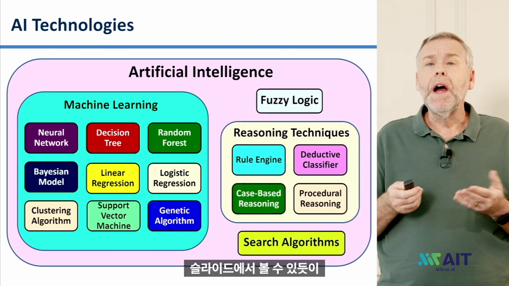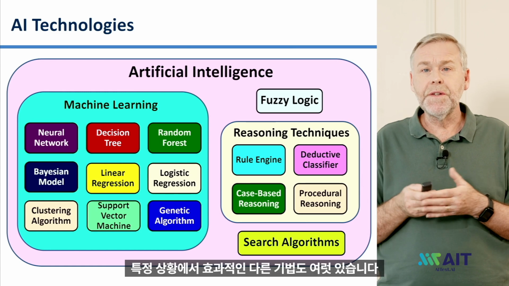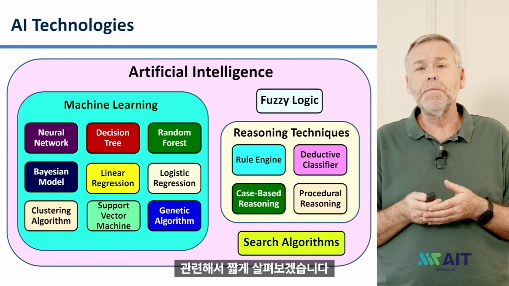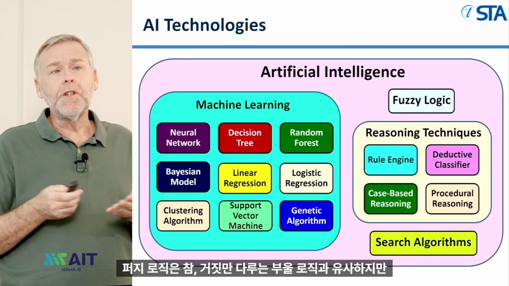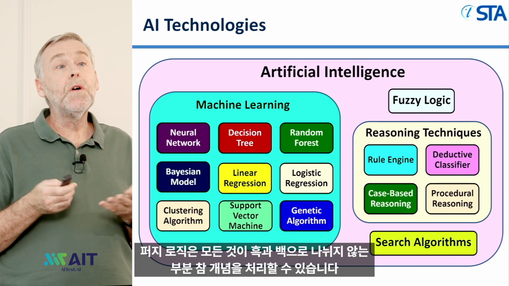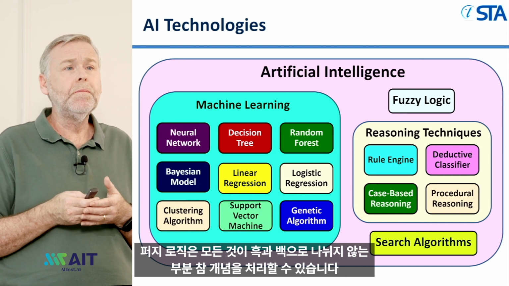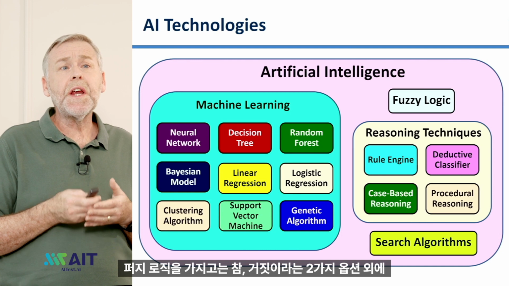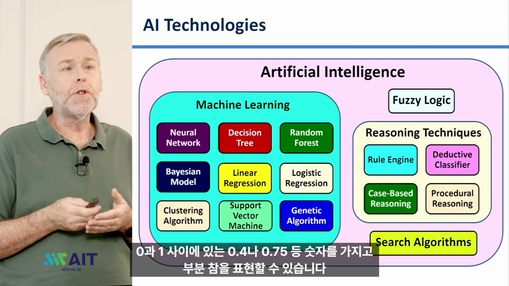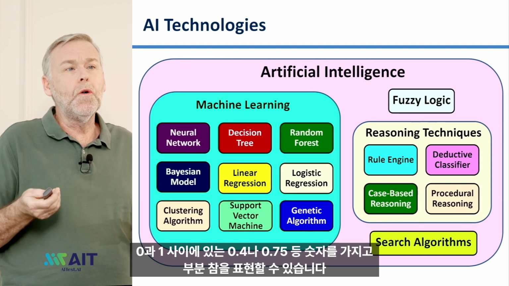As you can see from the slide, machine learning is not the only way to implement AI. There are several other options that are useful in specific situations, which we'll briefly look at. Fuzzy logic is similar to Boolean logic, which works with just true and false. But fuzzy logic can work with the concept of partial truth, where everything is not purely black and white. With fuzzy logic, instead of just the two options of true and false, we are able to represent partial truths as real numbers between 0 and 1, such as 0.4 and 0.75.